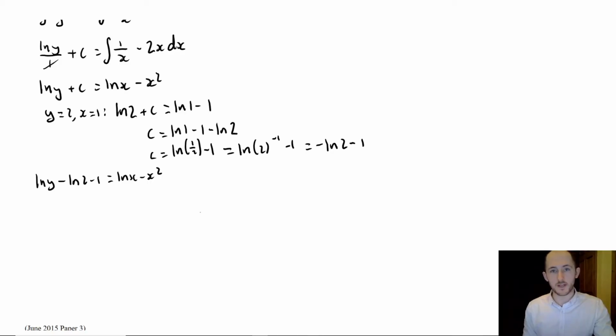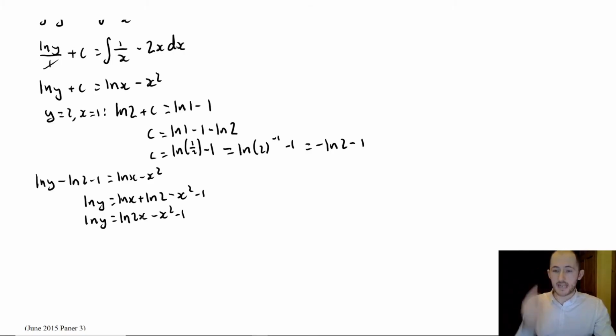Now, if I want my equation for y, I need to shove everything else to the other side. So let's do that. ln y equals ln x. I'm going to write the ln 2 next to it because it just makes sense. Minus x squared minus 1. So this is the same as, remember the product rule? When you minus two logs, you divide them. When you add them, you times them. So this would be the ln 2x minus x squared minus 1.